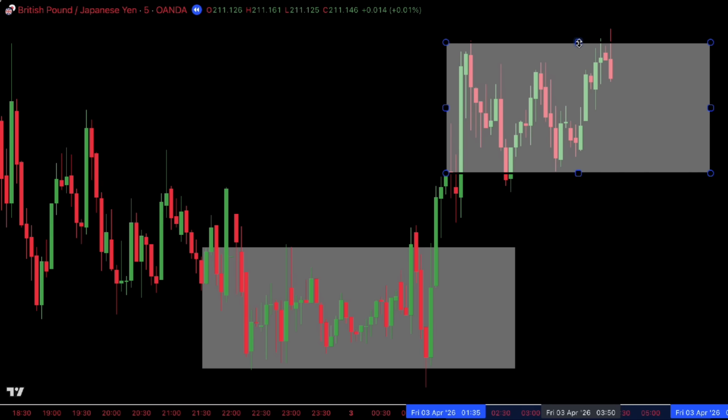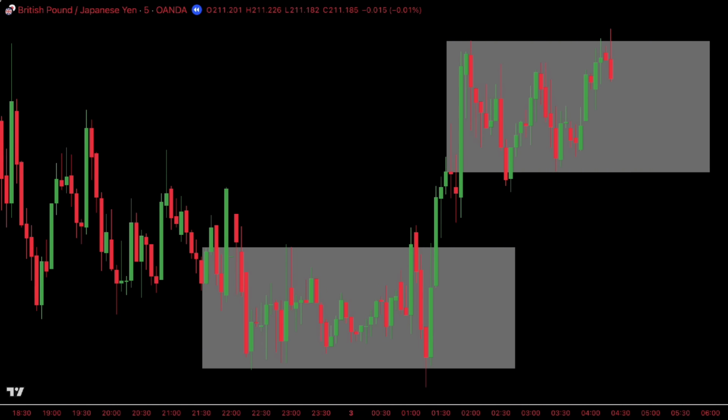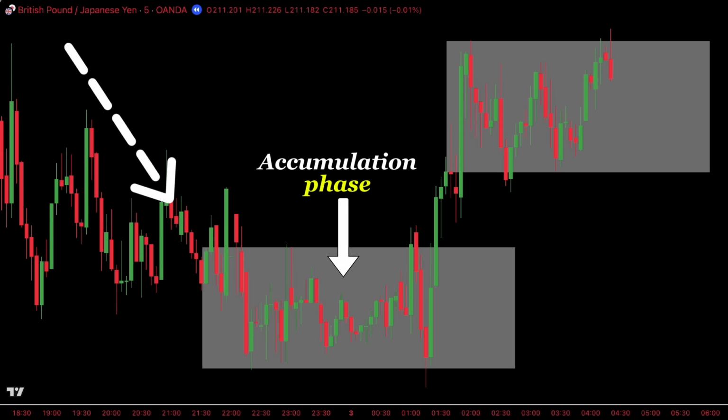Now let's move to the last institutional area. This is the distribution phase, which is simply the opposite of accumulation. Here, the market was trending down, and then it entered an accumulation phase. A spring formed at this level, signaling a potential reversal, and the market started moving up. It continued pushing higher as buyers took control, but at some point, smart money begins to take profits, preparing for the next phase. And when that happens, the market stops going up and begins to move sideways.